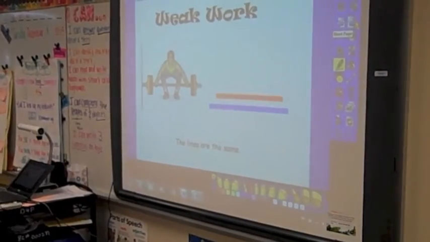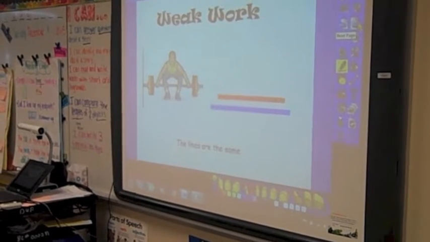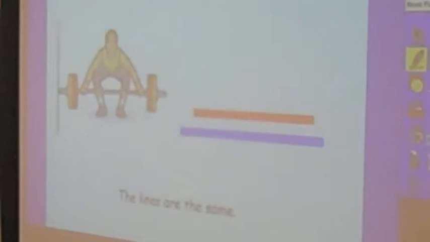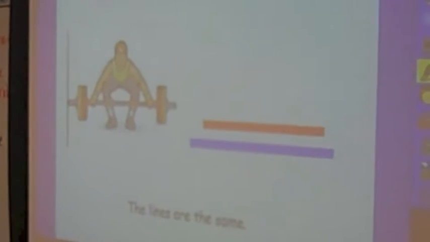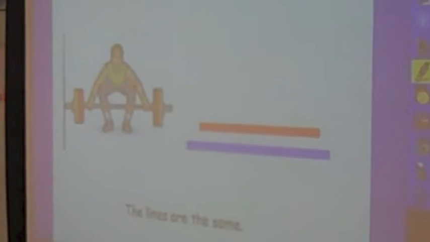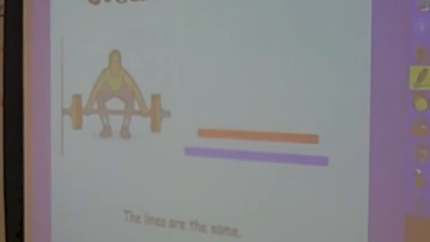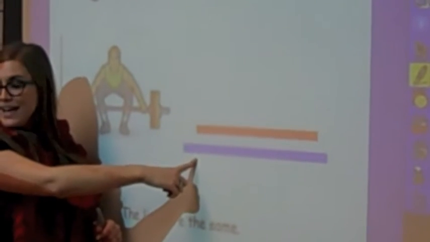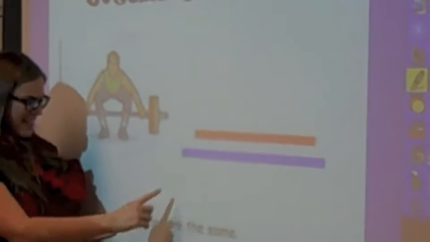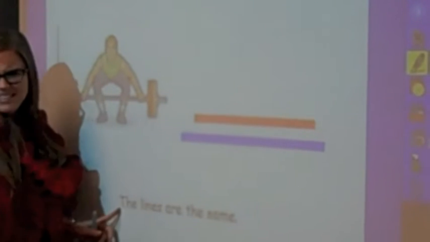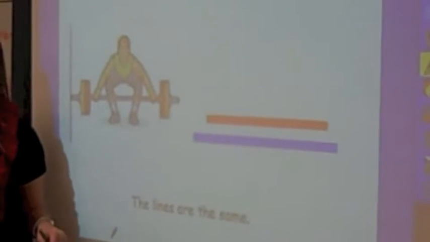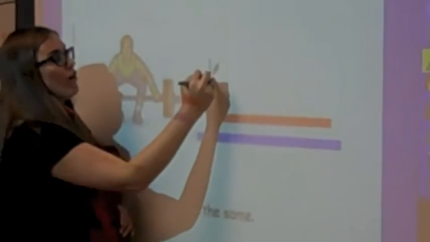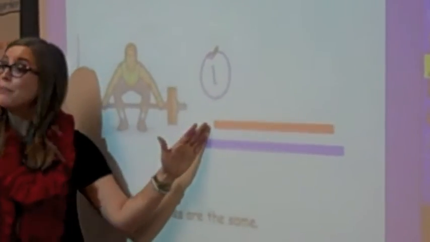Well, let's look at this. It says this is weak work. Why is that weak? Why would that be weak work? Why would that be weak, Preston? It is weak because their endpoints are not together. Their endpoints are not together. Can I really, truly tell which one's longer or shorter? No. And then it says the lines are the same. Is that right? No. So what score would we give this? A score of a what? 1. Of a 1, because they did not line up their endpoints.